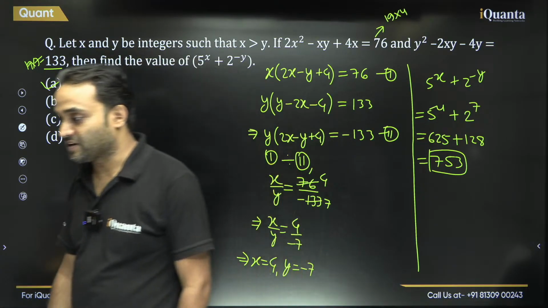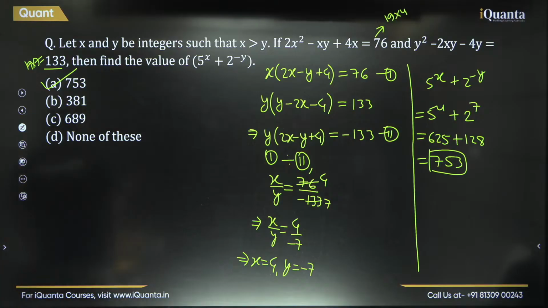Quite a good question. What is the HCF of 76 and 133? Yes, that is 19. 76 is 19 into 4, 133 is 19 into 7. Sakshi got this correct. That is really good. Aisha got this correct. Sabka Sukoon got this correct.